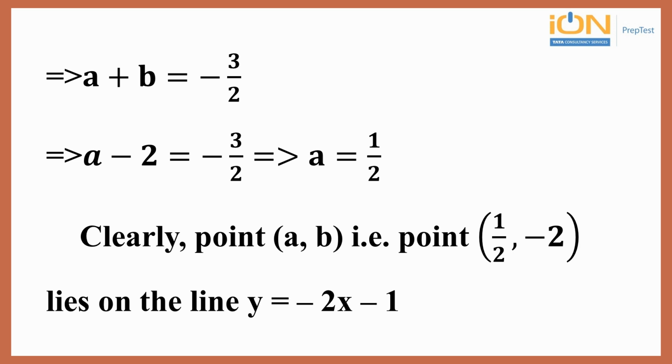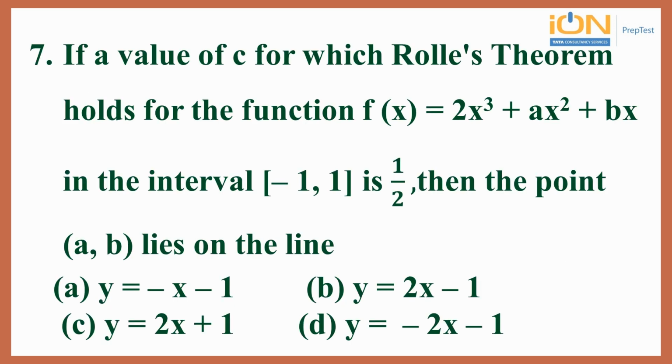And from the options, we can see that it lies on the line y equal to minus 2x minus 1. That is, if you substitute the point half comma minus 2 and look at the options, it is the fourth option that comes out to be correct, and therefore the right option is D.